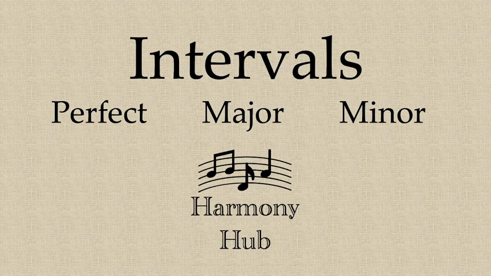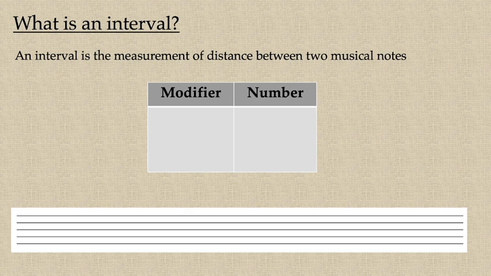Today I will talk about intervals, focusing on the perfect, major, and minor intervals. What is an interval? An interval is actually the measurement of distance between two musical notes. For example, we are given two notes, G and B. The interval in between G and B is a major third.